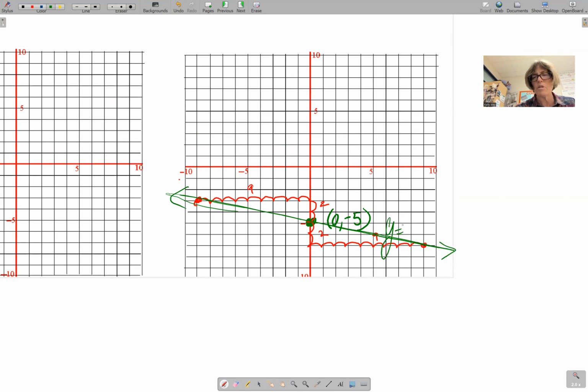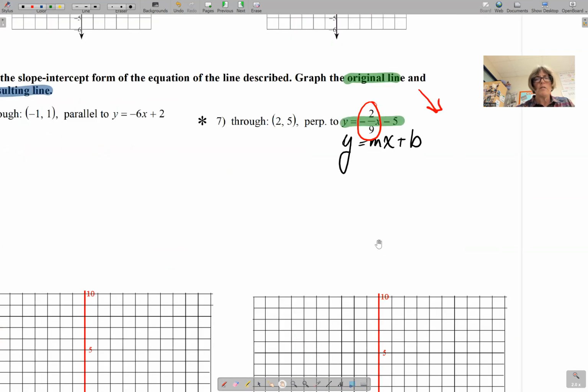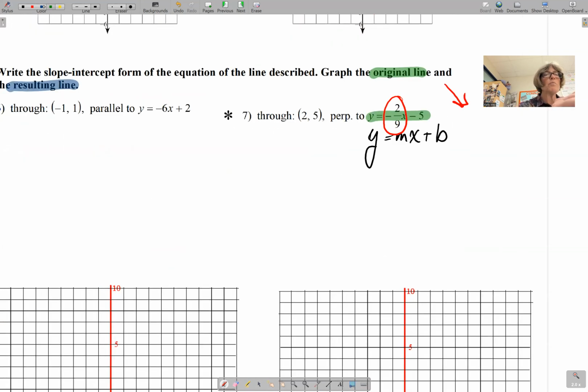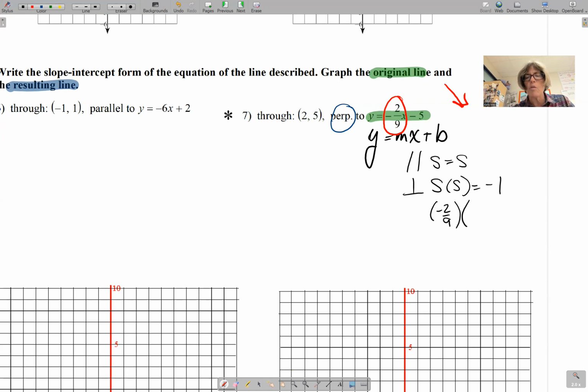That is y equals -2/9x minus 5. Now, we want a line. Our resulting line is perpendicular to the given line and goes through the particular point (2, 5). So just as a reminder, for parallel lines, slopes are equal. For perpendicular lines, slope times slope equals -1. So if our given slope is -2/9, our perpendicular slope is +9/2.